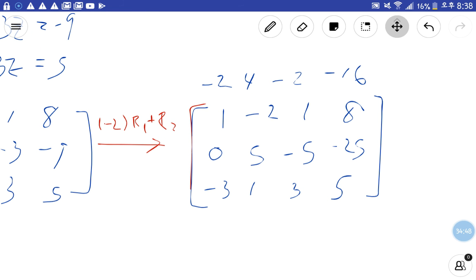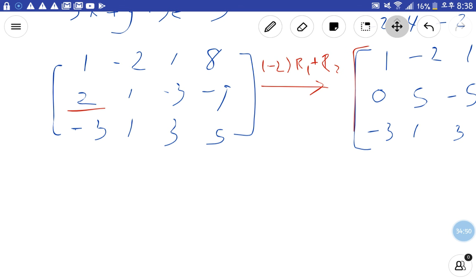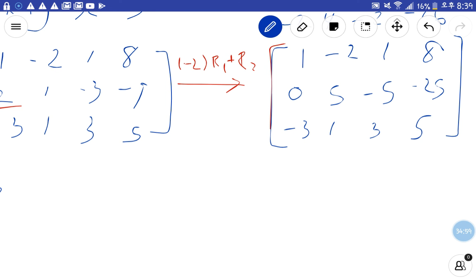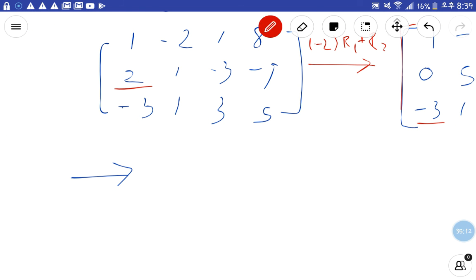Now, what do we do? Okay, so my goal is to get rid of my third one, right? Again, my goal is to get rid of this one. How do we do it? You just times 3 onto your first row and add it to the third. Then you can cancel your -3. So I will do 3 times R1 plus R3.